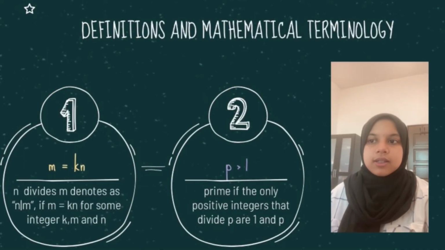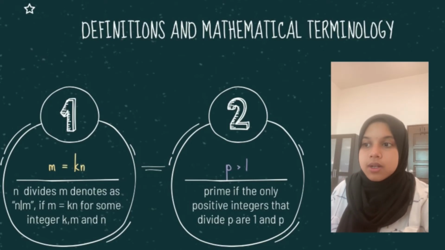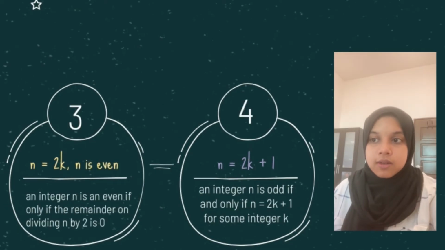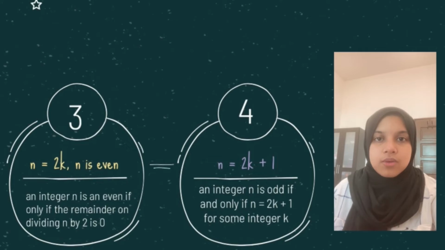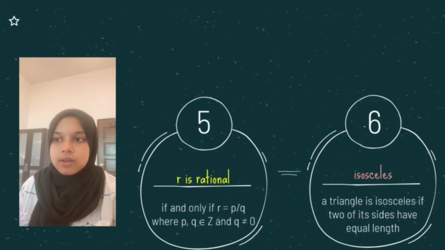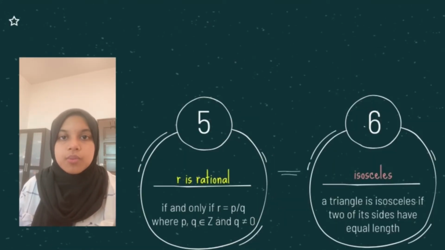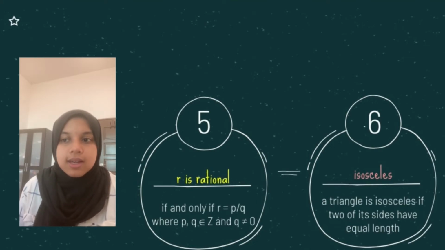Definitions and mathematical terminology. M equals Kn, and N divides M, denoted N | M, if M equals Kn for some integer K. P greater than 1 is prime if the only positive integers that divide P are 1 and P. N equals 2K, N is even. N equals 2K plus 1, N is odd. R is rational if and only if R equals P over Q, where P, Q are elements of Z and Q not equal to 0. Isosceles: a triangle is isosceles if two of its sides have equal length.